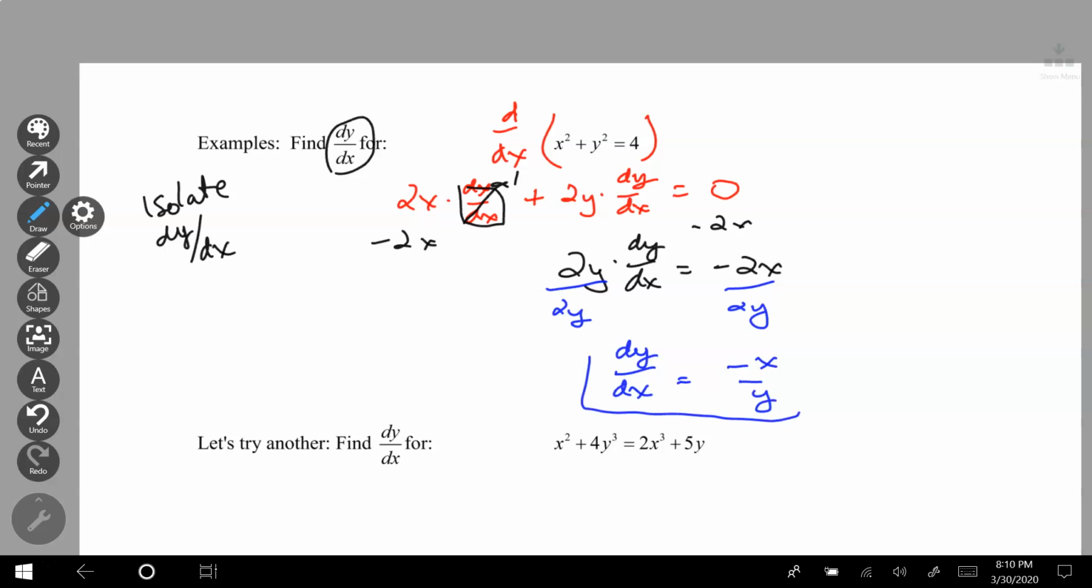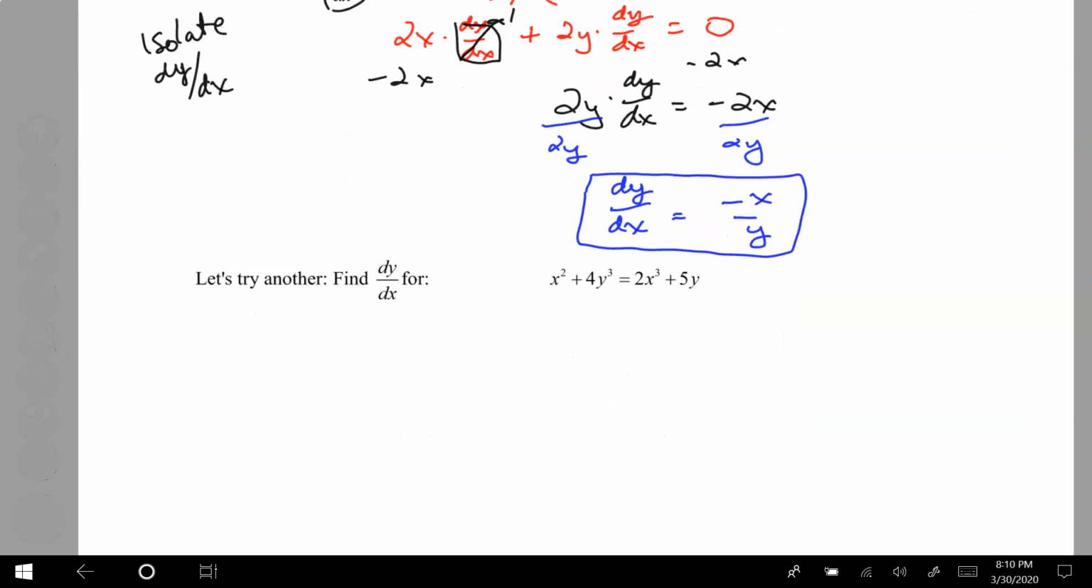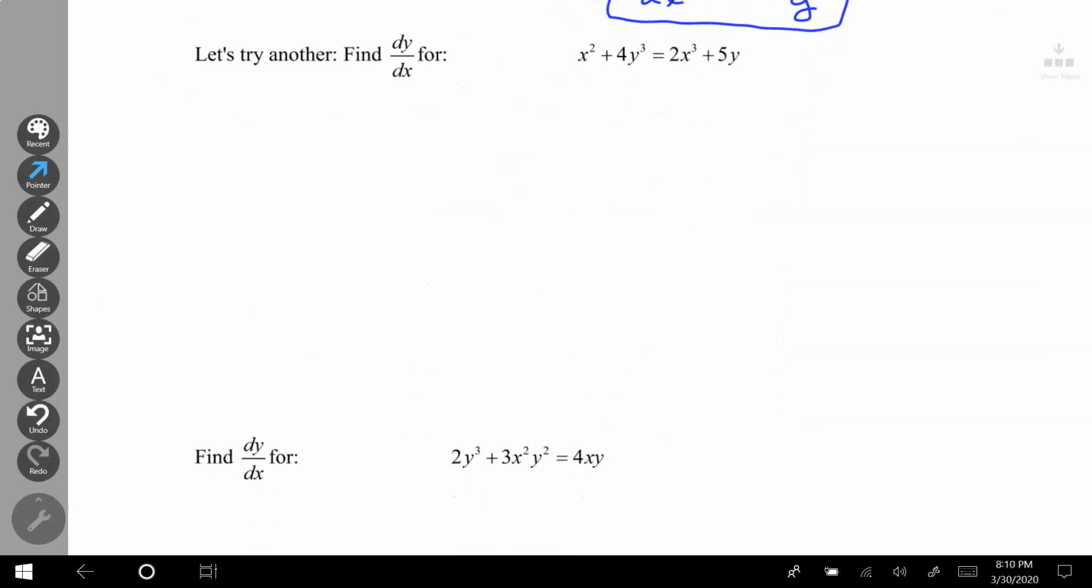We've done this problem before. It's not any different. But that is my derivative. My change in y over change in x for this example is negative x over y. Okay, I'm going to move to my next example. It's going to be a little bit more work, but it's the same idea.